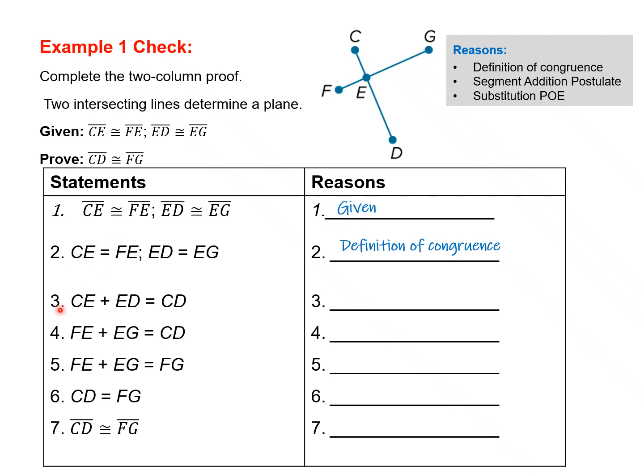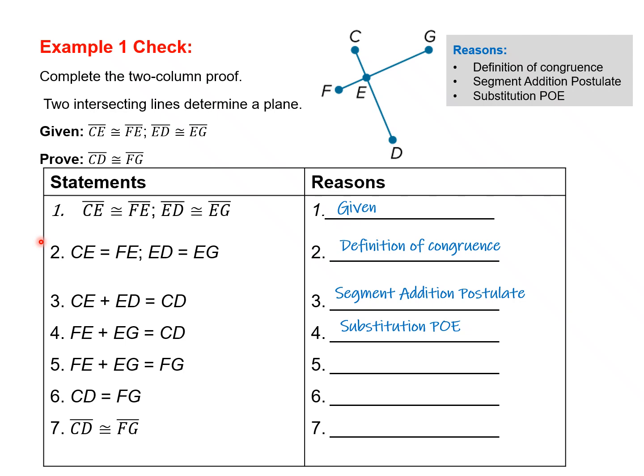So the next one, CE plus ED equals CD. So the two parts equal the whole. Well, of course, that's our segment addition postulate. Now let's take a look at the next one. I notice CD stays the same, but CE is changed to FE, ED is changed to EG. Well, CE is equal to FE, so that allowed us to substitute. And so this is the substitution property of equality.